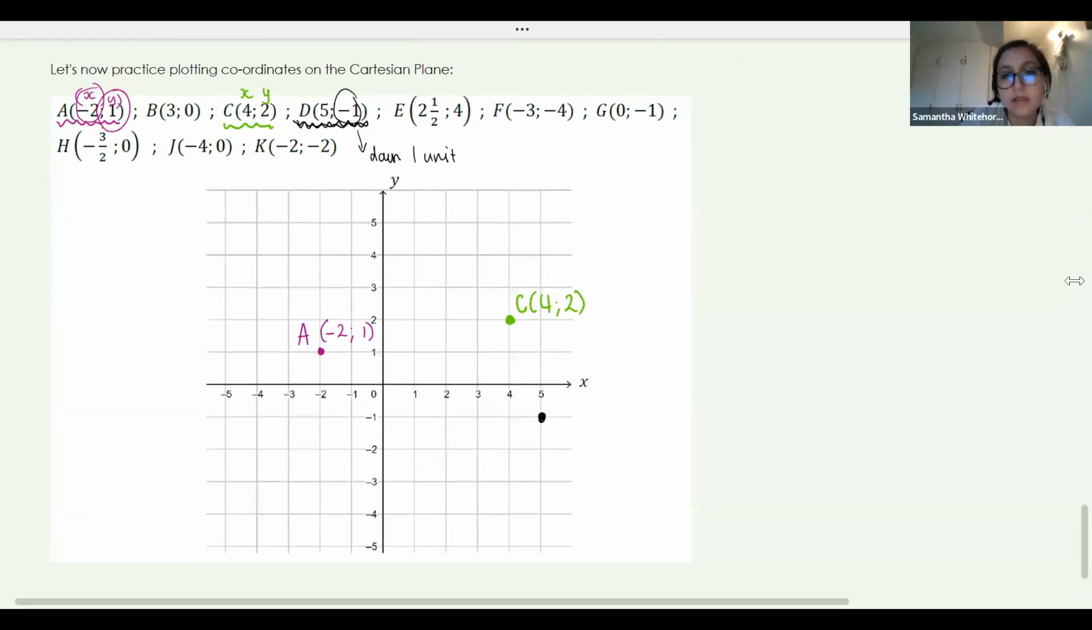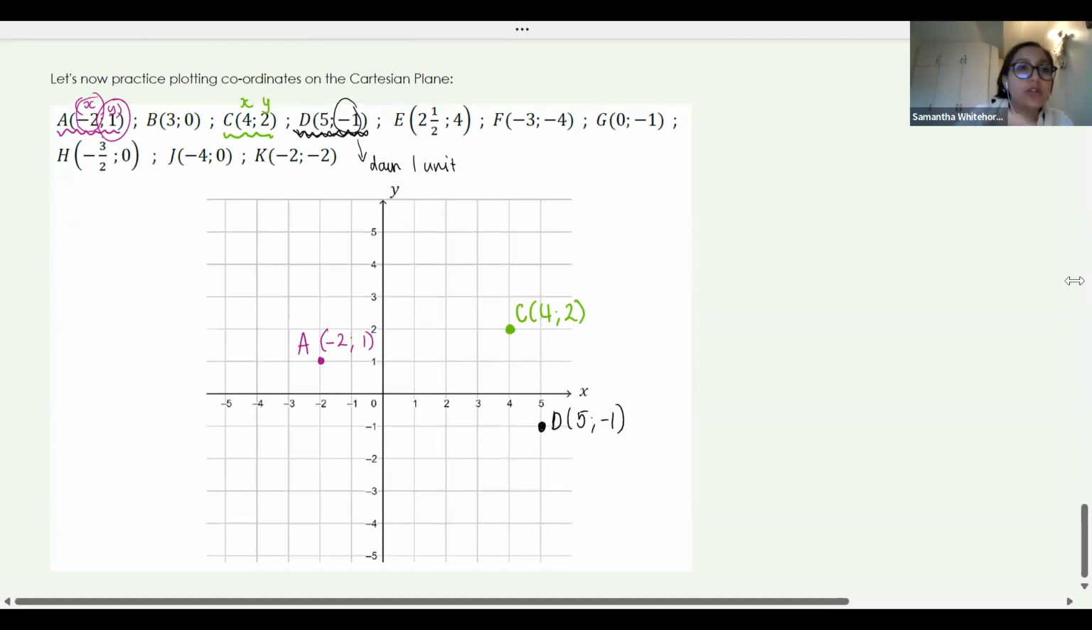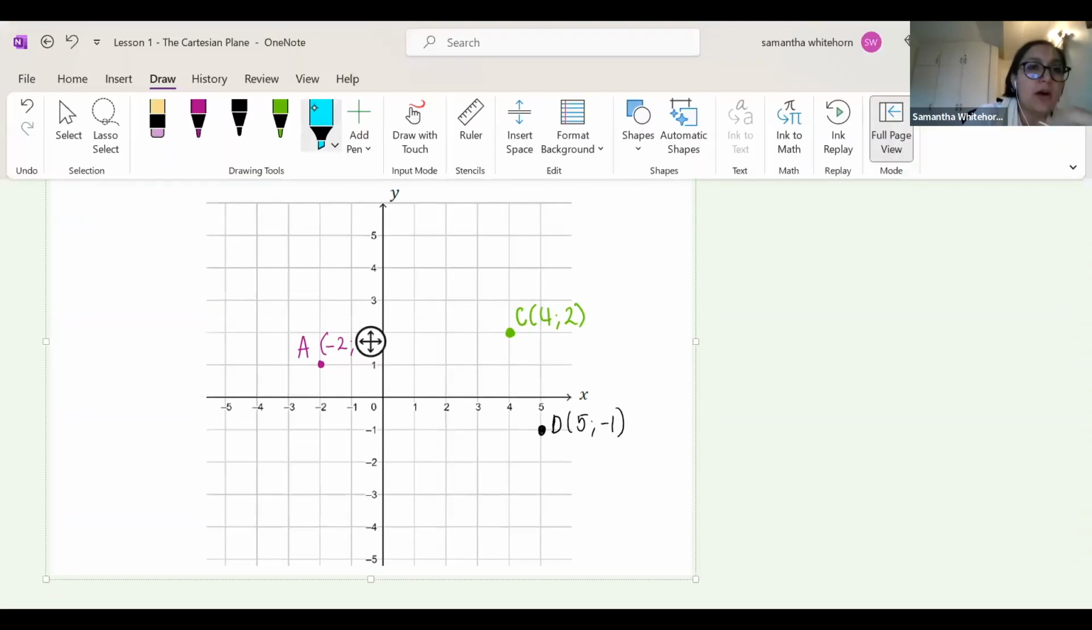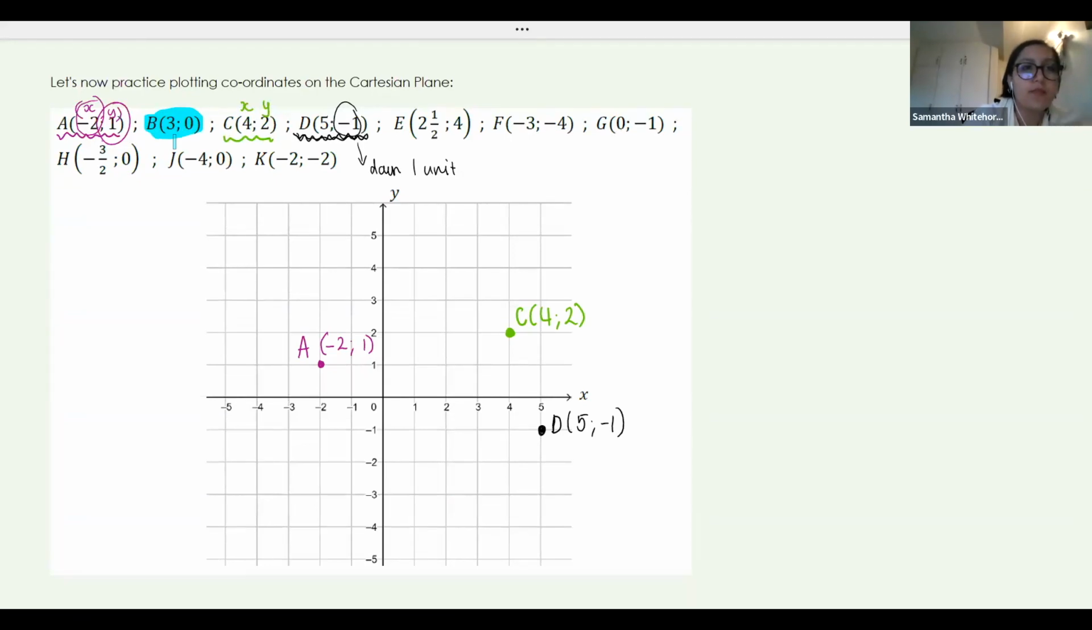Right, excellent, well done. So I want you to now have a think about where we would plot point B. And if anyone wants to raise their hand, you can let me know where you think it would go.